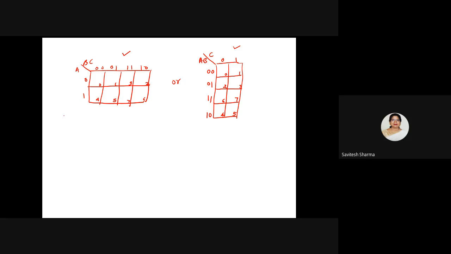The first step I said is draw the K-map. Based on the number of variables, you will draw the K-map. Step number 2 is map the ones. Map the ones in the K-map. For this you will see the problem. So what was the problem? Just tell me what was the problem. What I was discussing: 0, 1, 3, 5, 7. That was the problem, na?